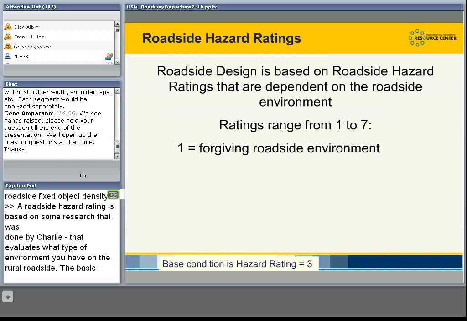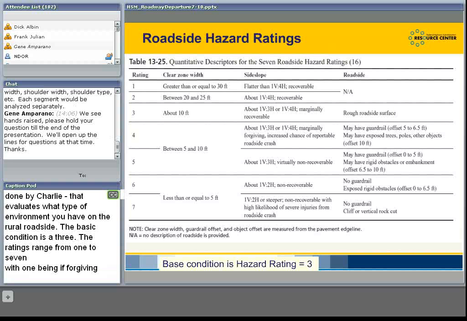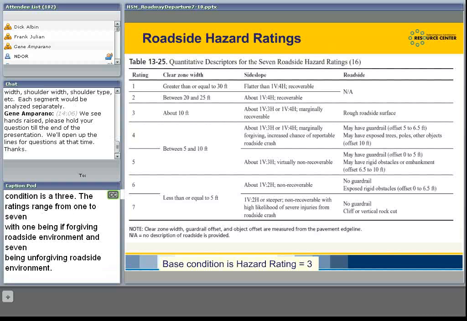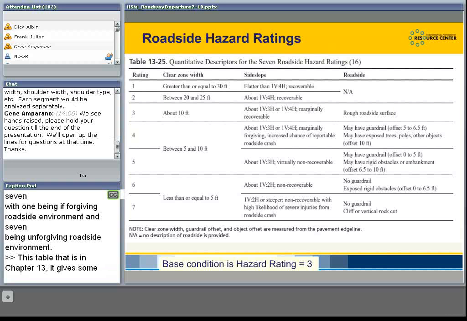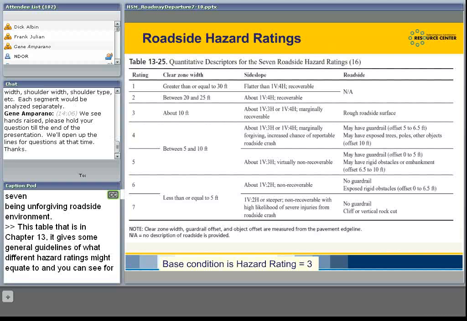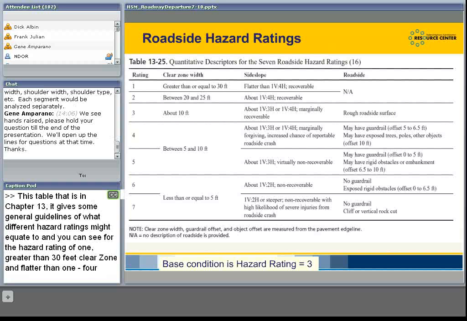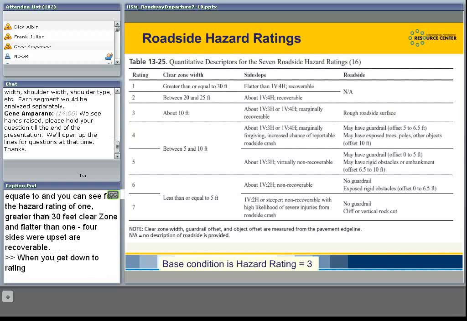The roadside hazard rating is based on research done by Charlie Zegeer that evaluates what type of environment you have on your roadside. The base condition is a 3. The ratings range from 1 to 7, with a 1 being a very forgiving roadside environment and a 7 being a very unforgiving roadside environment. This table in Chapter 13 gives some general guidelines of what different hazard ratings might equate to.